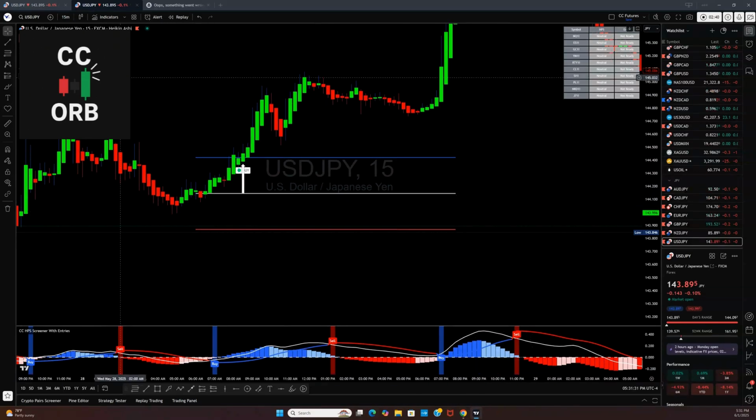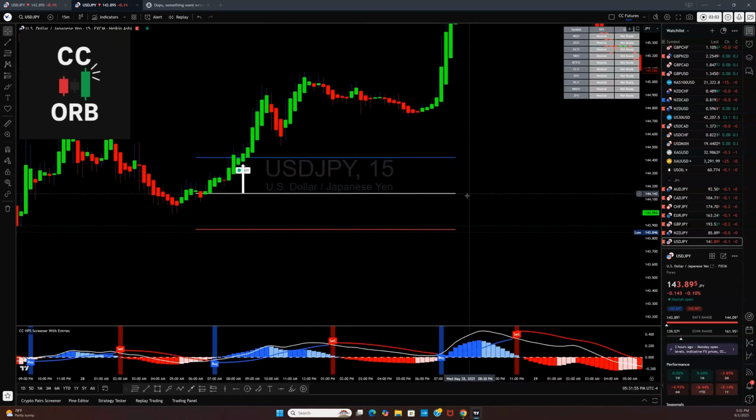Okay, so you're going to have your three lines. The upper line, as you see here, is the high, which is in blue. So if price breaks out to the upside, that means to buy. The lower line, which is in red, is to sell, which means price is going to break out to the downside. And then you have the opening range right here, which is the middle line, which is in white.